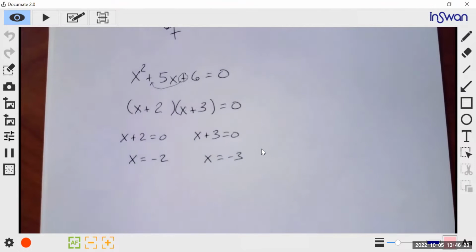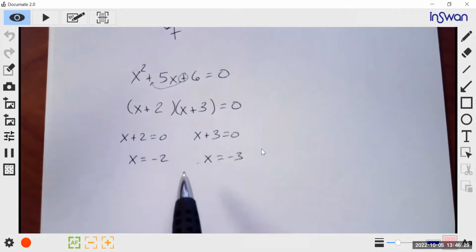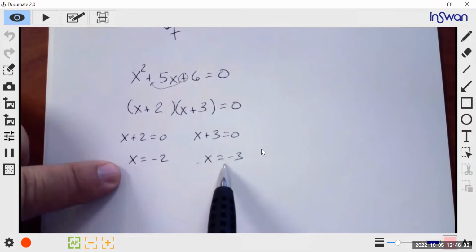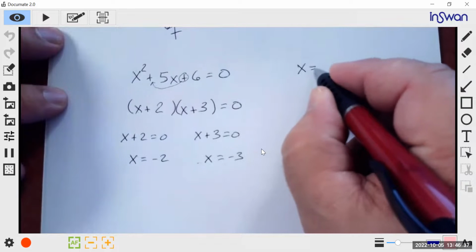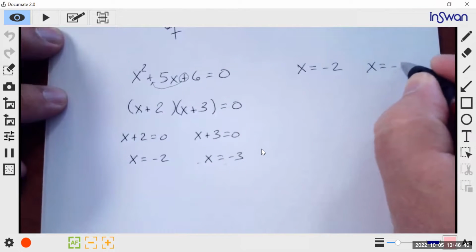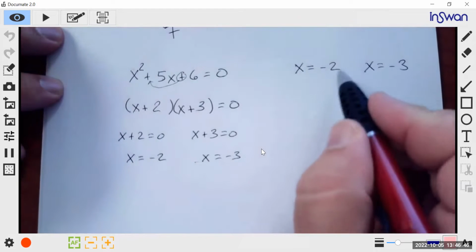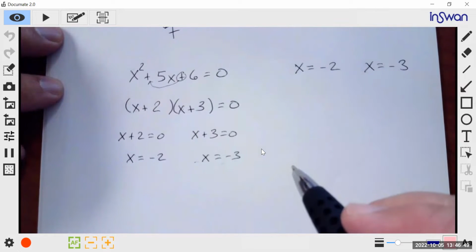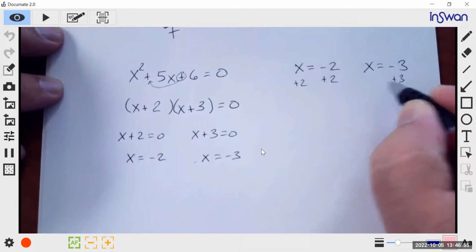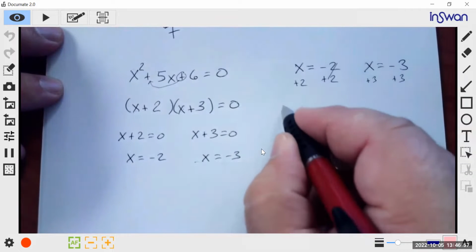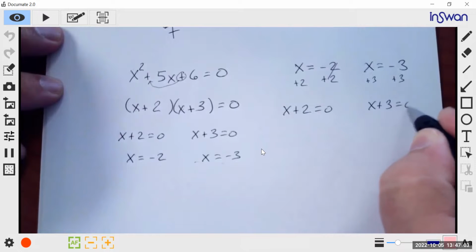So that method we know how to do. We start off with the equation and we get to the solutions. Let's work backwards. If I give you the solutions, just reverse the process. If I said that x equals negative 2 and negative 3 were my x-intercepts, I have to make these equal to 0. How do you make them equal to 0? Add 2, add 3. So x plus 2 equals 0. x plus 3 equals 0.